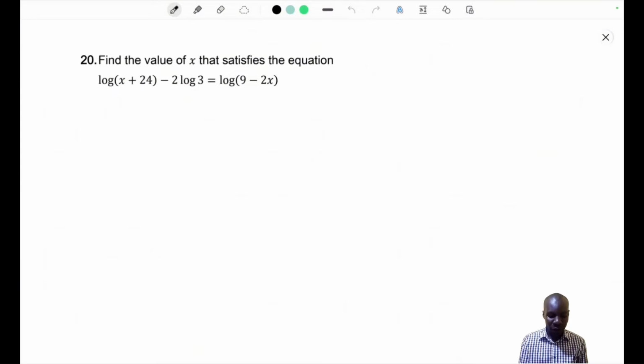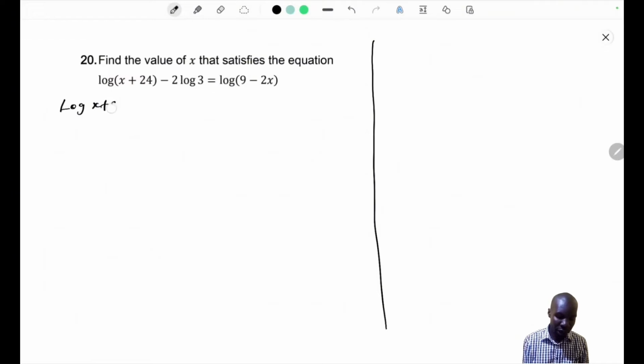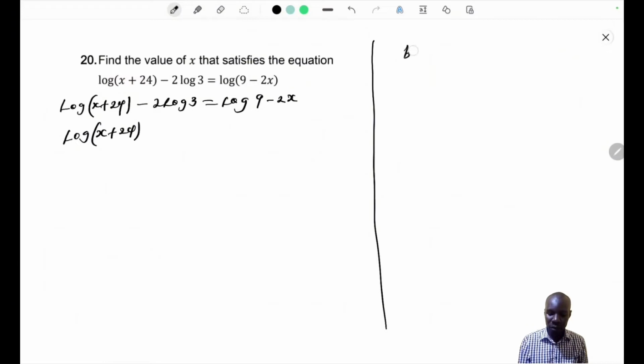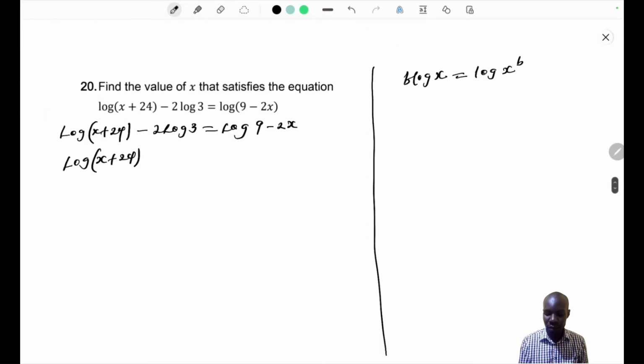Number 20. Find the value of x that satisfies the equation. So we are given log of (x plus 24) minus 2 log of 3 equals log of (9 minus 2x). We know that b log of x can be written as log of x to the power b. If you have 2 log of 3, this can be written as log of 3 to the power 2, which is equal to log of 9.